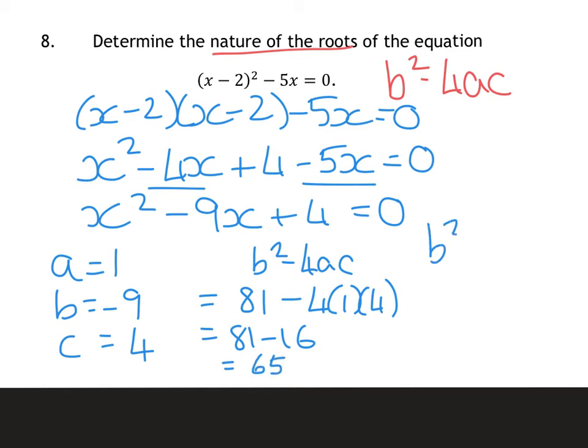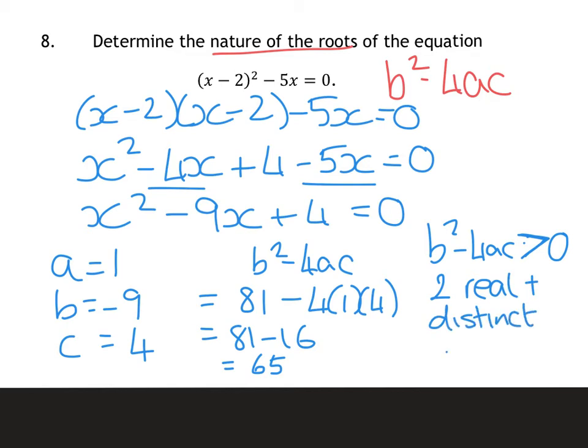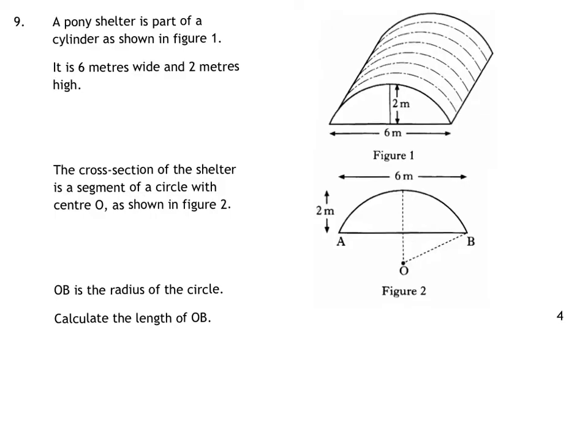So b squared minus 4ac is positive. So you write b squared minus 4ac is greater than 0. And when it's greater than 0, that means you have two real and distinct roots. You must mention real and distinct roots. In terms of a picture, what's going on is you've got two roots like this. So two clear places where it's cutting the x-axis.